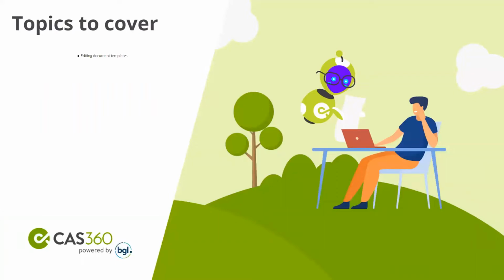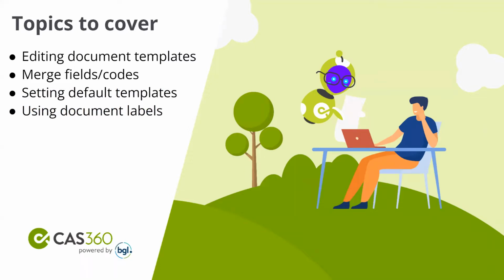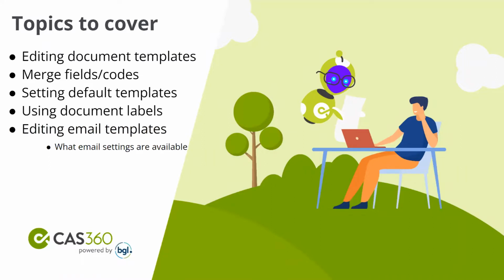Okay, so the topics that we'll be covering today are editing the document templates, and how to find all the merge fields and the codes that are related to each template. Just to let you know, with the templates, there are codes that are specific to different templates. So I'll show you where you can find and locate all the information relating to these fields. How to set default templates, as well as using document labels. I'll explain it a little bit later on. How to edit the email templates, as well as what email settings are available in CAS 360.